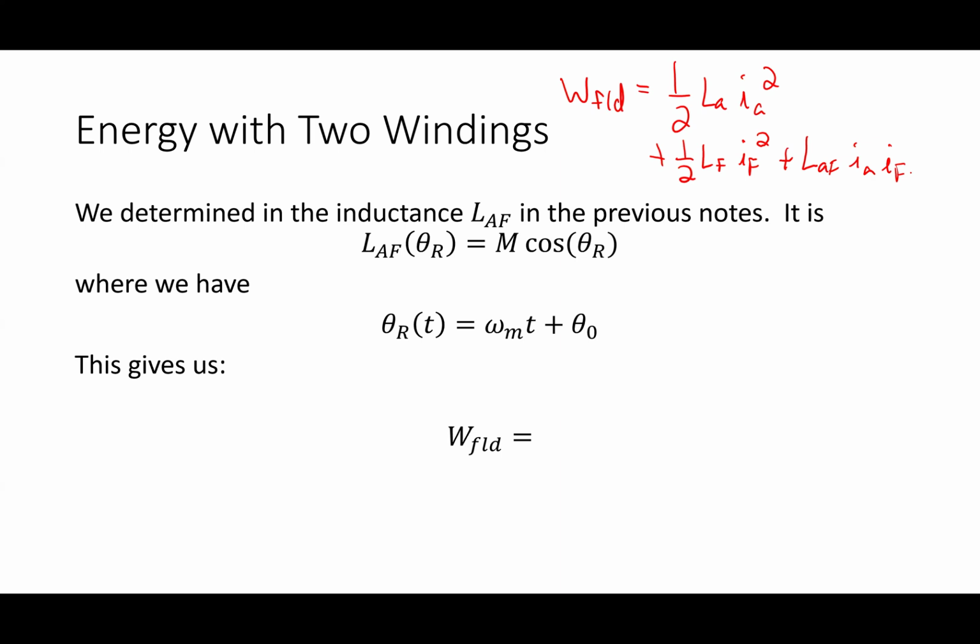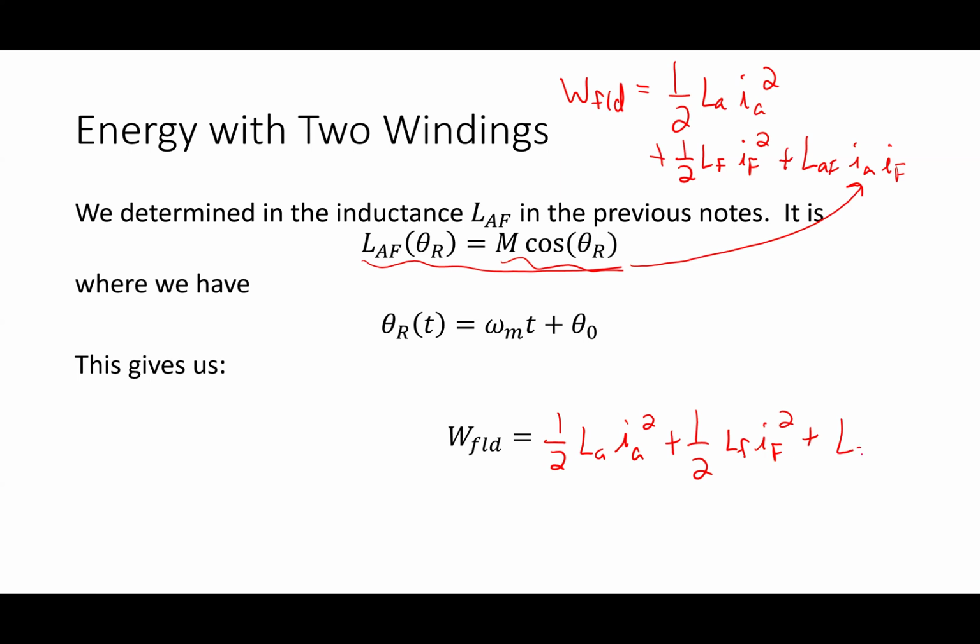Now, because of what we've said before, where we derived the relationship between the two coils, this can be written by substituting into that term, and I get 1/2 L_A I_A squared plus 1/2 L_F I_F squared plus M cosine theta_R times I_A I_F. This is the important result.